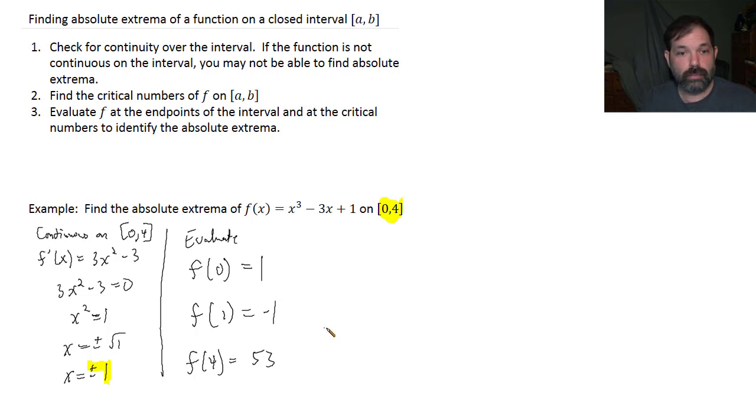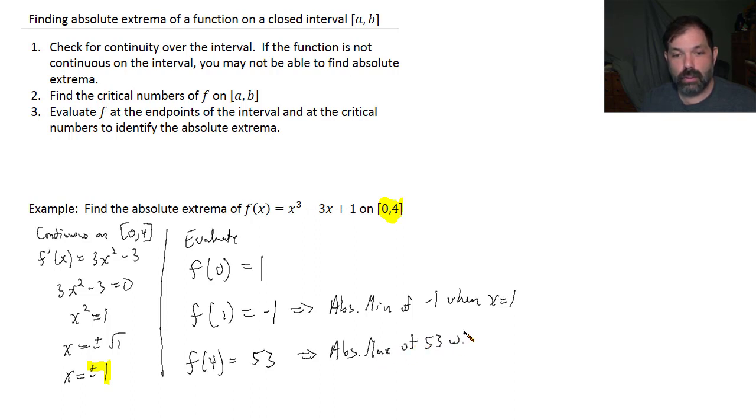So what do we see? There is an absolute minimum of negative 1 when x equals 1. There is an absolute maximum of 53 when x equals 4. So for this function, over the interval, there's the absolute extrema.